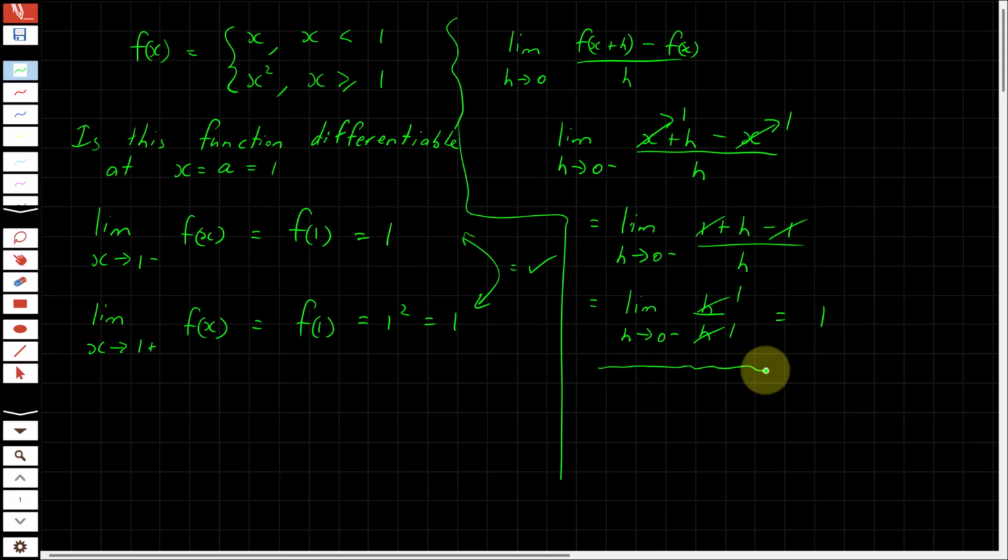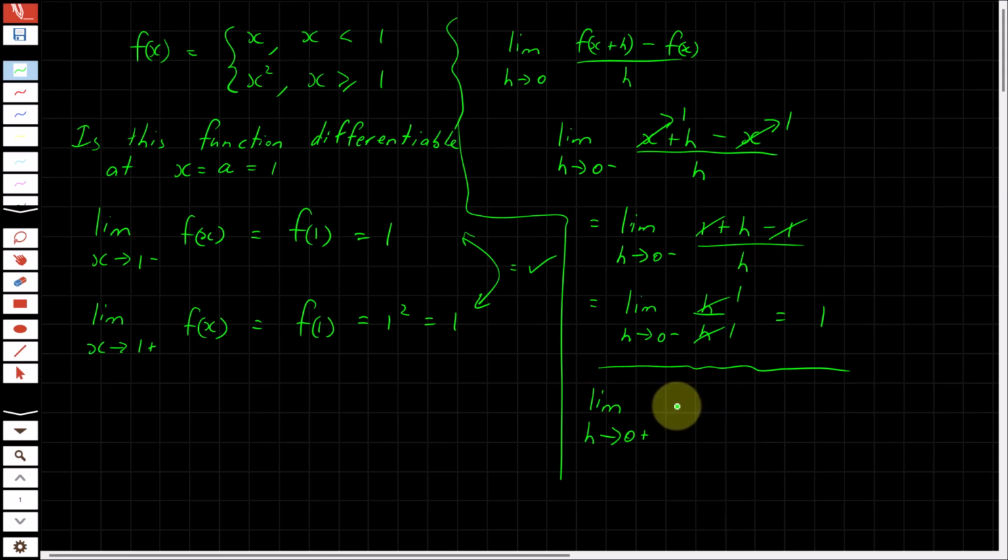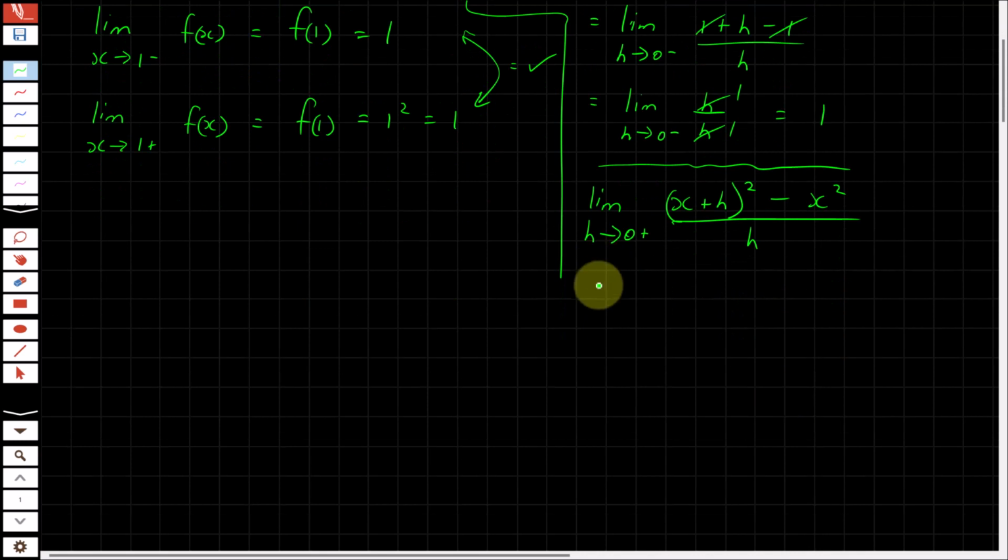Let's now use this definition of the derivative to calculate as h approaches 0 from the right. So exactly the same definition, but we're now going to use x squared, the bottom part of the piecewise function, because that is on the right hand side. So x plus h squared, take away x squared, take away that function. Now I'm going to expand the x plus h squared term. Firstly, substitute for our x location, which is 1.